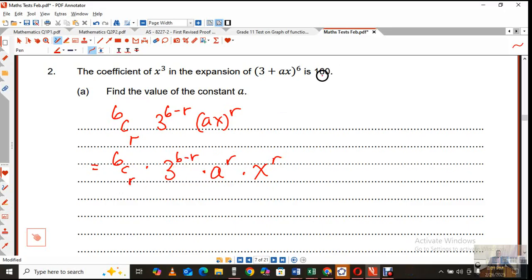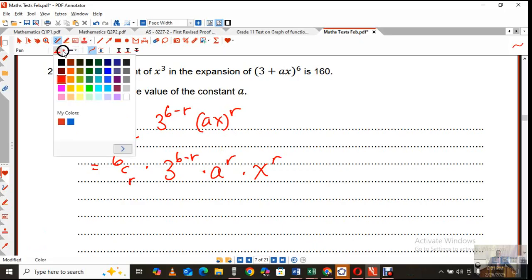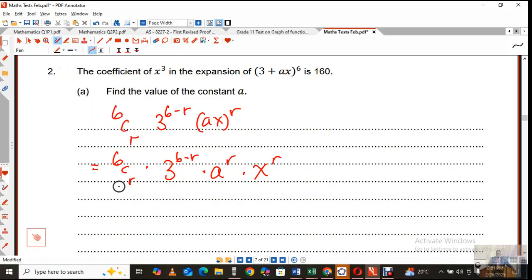So what does this question say? Now, I just want to emphasize something. Whatever this value is over here, are we together? Up to that x. This is going to be 160. And it's going to be the coefficient of what? Of x cubed. So essentially, let me then say x to the power r should be equal to x cubed, meaning that my r therefore is equal to 3.